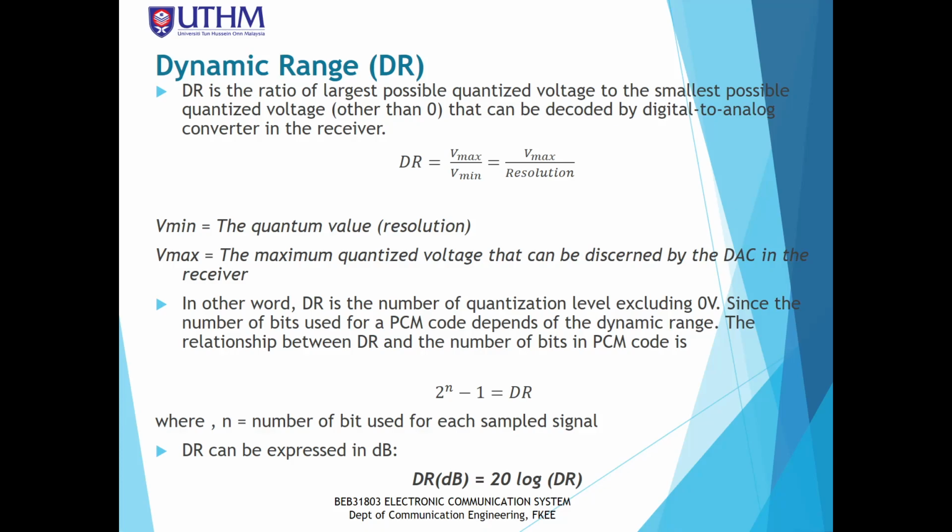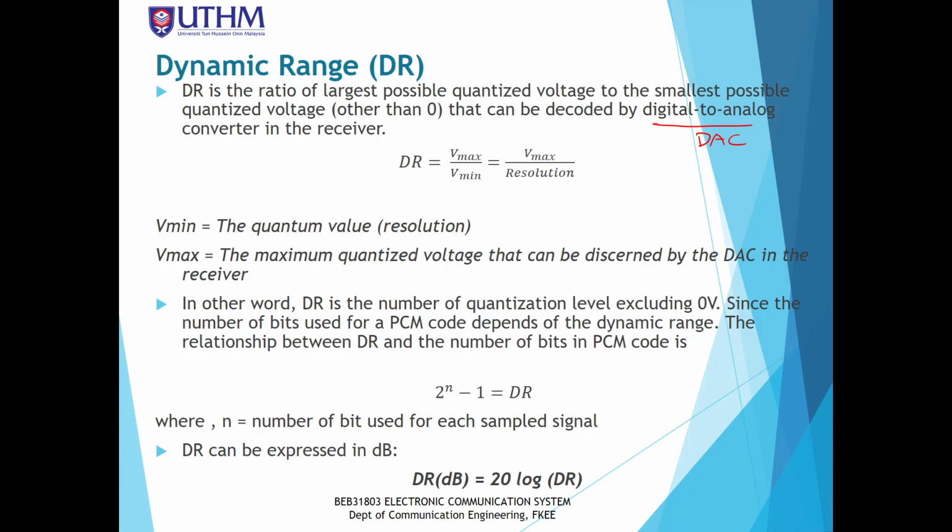Dynamic range. So dynamic range is the ratio of the largest possible quantized voltage to the smallest possible quantized voltage, other than the 0 volt, that can be decoded by the digital to analog converter. Okay, this is the DAC. The DAC is normally on the receiver side where we want to convert digital into analog. If you want to convert analog to digital, the short form is ADC. Okay, just a short form.